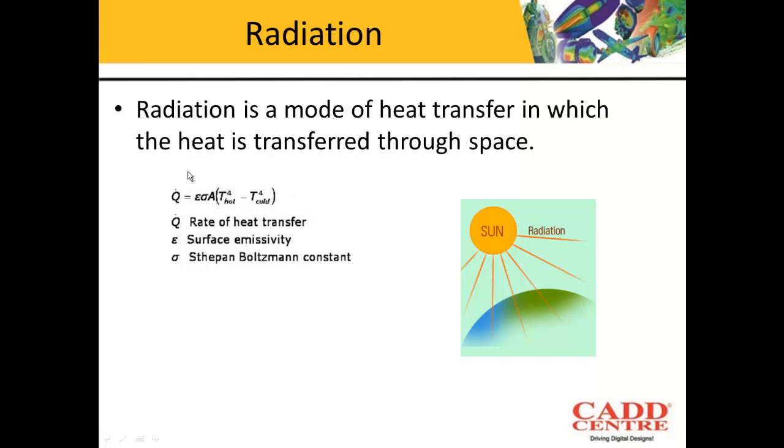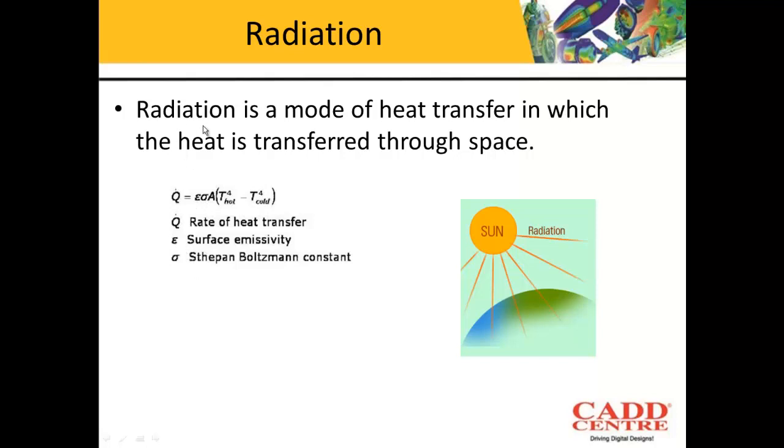Now the formula that is used to calculate the heat transfer due to radiation is Q = emissivity × sigma, that represents the Stefan-Boltzmann constant, × A, that is the area, × T to the power 4. Hot means whichever medium is hotter, that is going to transfer heat to the colder medium. So it is a temperature difference between the hot medium and the cold medium. Now in this case, the surface emissivity is represented by this symbol over here.